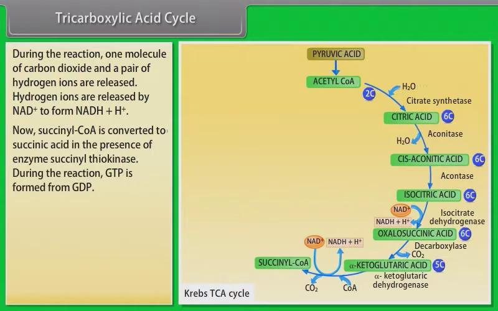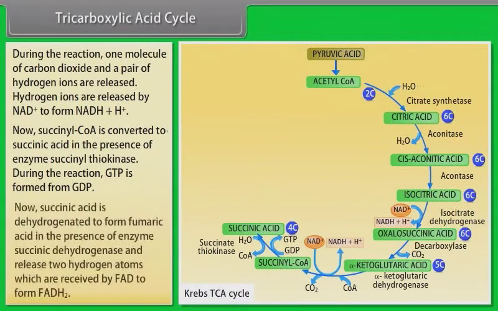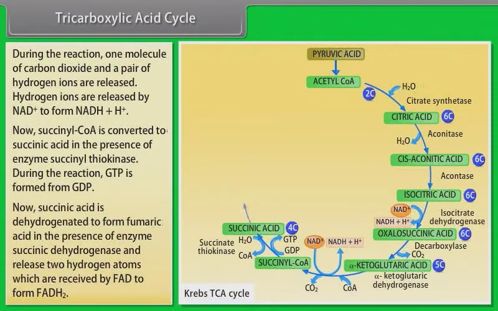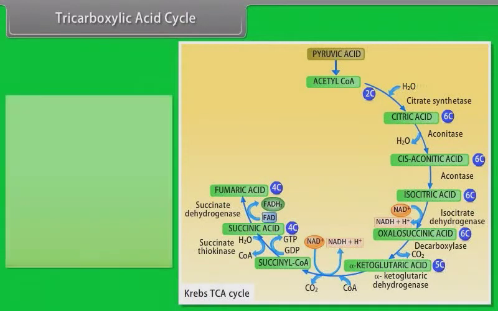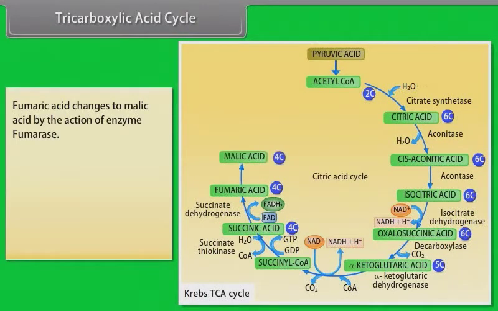Now succinyl CoA is converted to succinic acid in the presence of enzyme succinyl thiokinase. During the reaction, GTP is formed from GDP. Now succinic acid is dehydrogenated to form fumaric acid in the presence of enzyme succinic dehydrogenase and releases two hydrogen atoms which are received by FAD to form FADH2. Fumaric acid changes to malic acid by the action of enzyme fumarase.